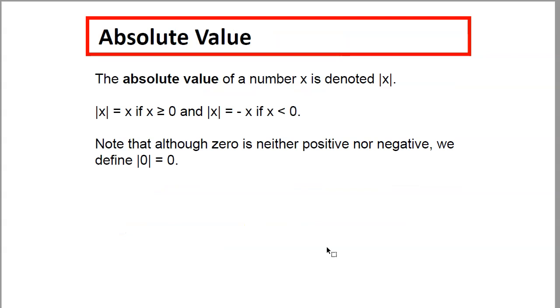And finally, in this activity, we'll do a lot with absolute value. So a reminder that the absolute value of a number x is denoted with vertical lines around the x. And the absolute value of x is simply x if x is greater than or equal to 0. And the absolute value of x is -x if x is less than 0. So for example, if I put in -2, it would become positive 2. The answer is always positive or 0. And note that although 0 is neither positive nor negative, we define the absolute value of 0 to be 0.